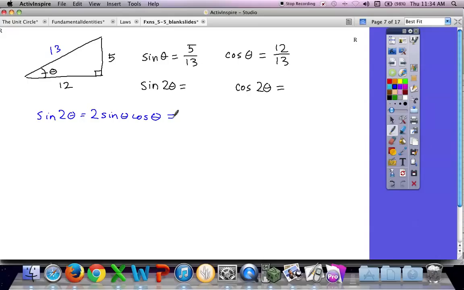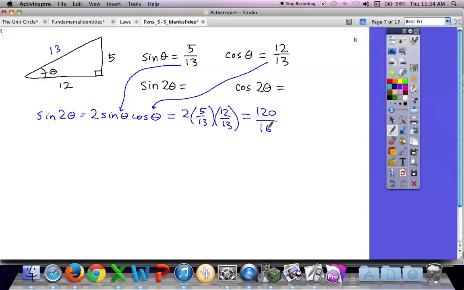So I know both of those already. I've already calculated them, so I can just substitute the 5/13 in place of sine theta, and the 12/13 will go here in place of the cosine. So 2 times 5/13 times 12/13, which is 120 over 169.